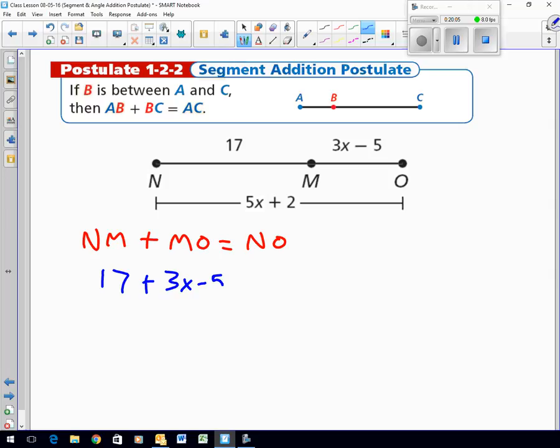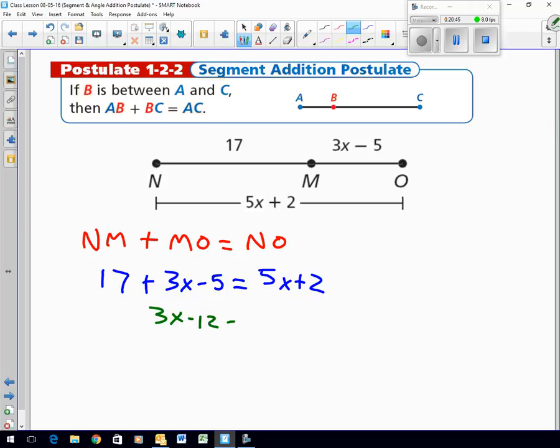3x minus 5, right? Okay? So just like our warm-up problem, I've got a multi-step equation that's coming up here. Unlike our warm-up problem, I first have 17 and minus 5 that I need to deal with. That's 12. 17 minus 5 is 12. Good job. But that's okay, you've got subtraction down. Here we go.